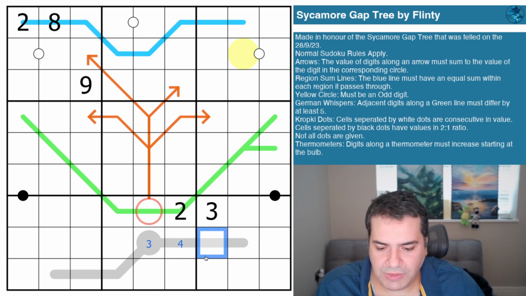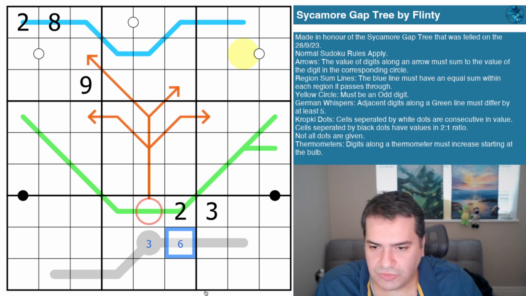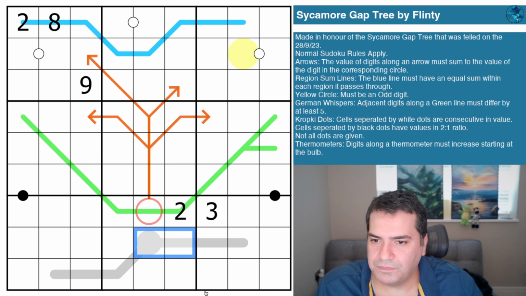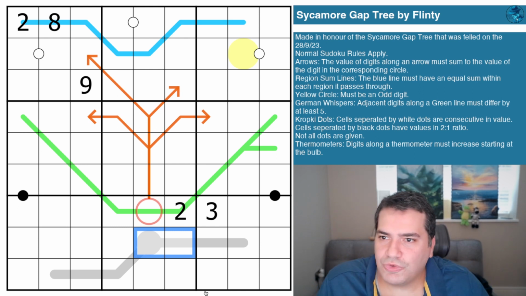And it would have to be higher again. Actually, let me pick a different digit. 6, let's say. This would have to be higher than 6. And so on and so forth. So, no shortage of rules.